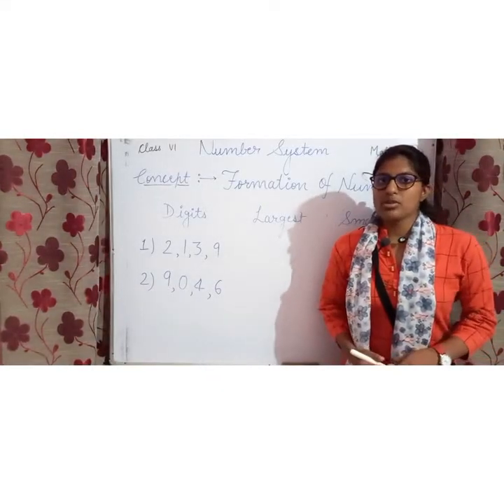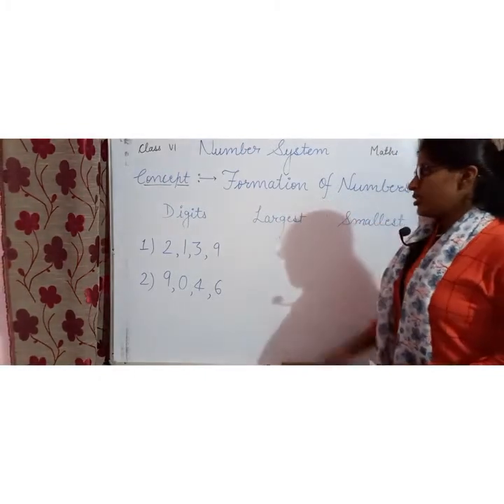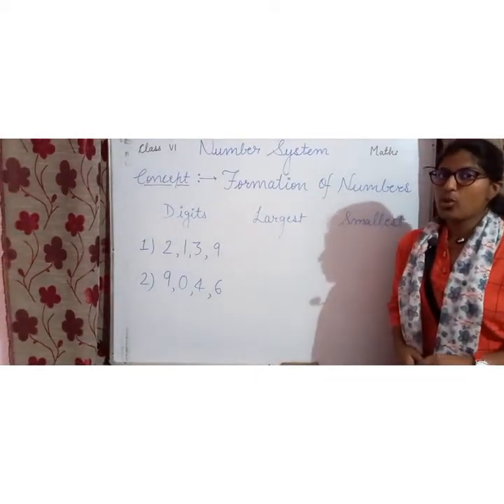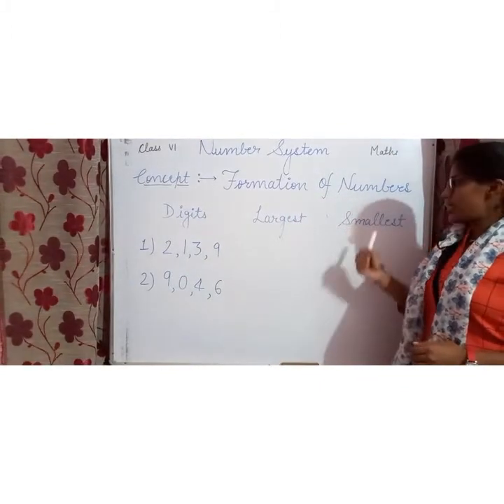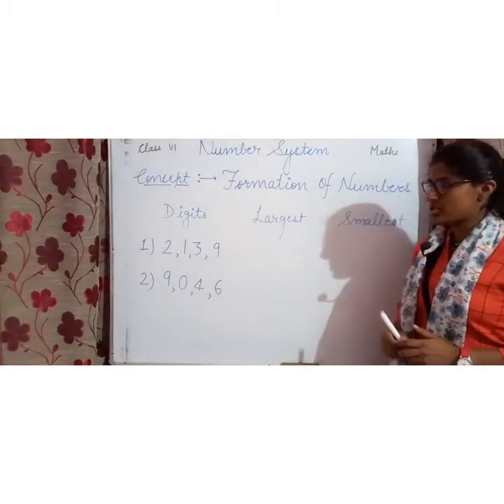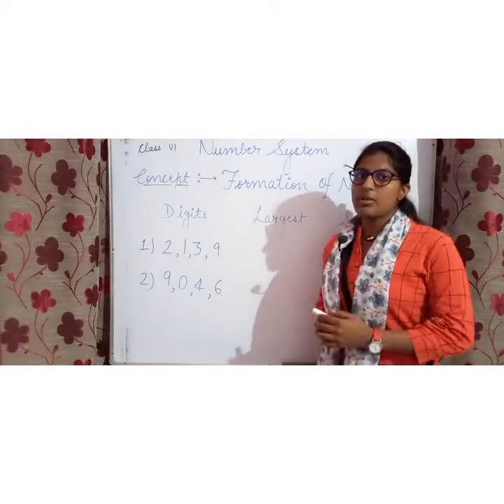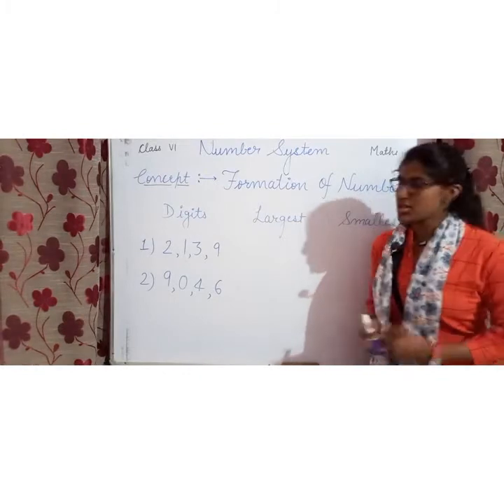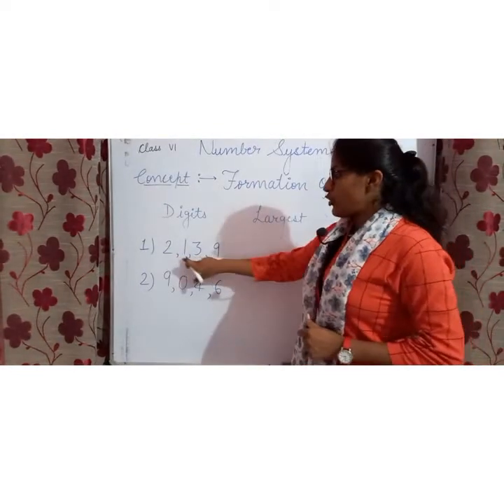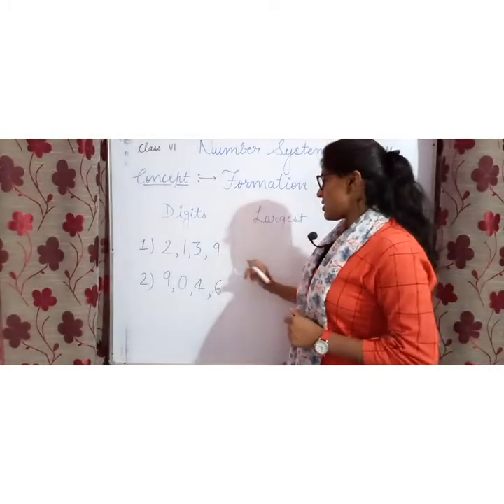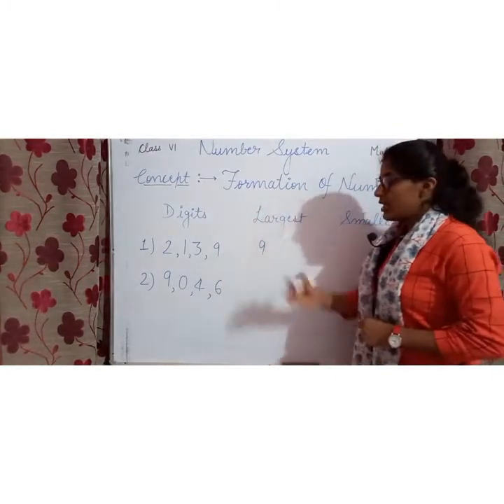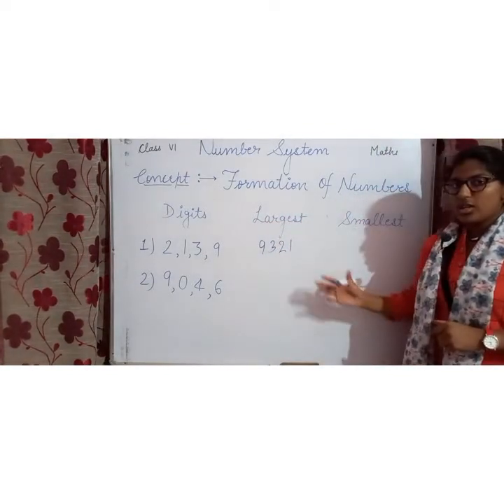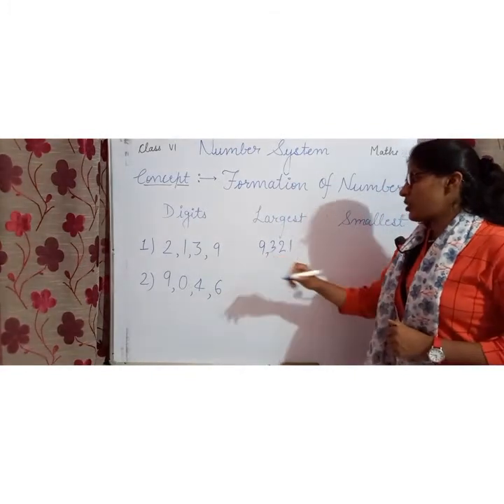Let's see some more examples of formation of numbers by using digits. First example: 2, 1, 3 and 9. These 4 digits are given to you and the question asks to form the largest number and the smallest number. How can you form the largest? Firstly we put the largest digit, then we write all the digits in descending order. Out of these 4 digits, which digit is largest? 9 is largest. So write 9 first, then 3, then 2 and then 1. So 9321 is what?